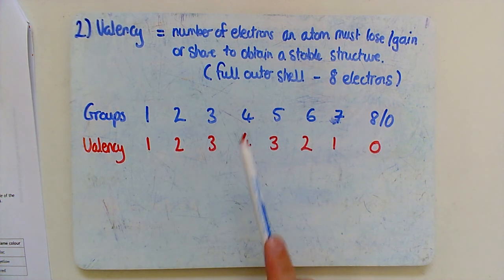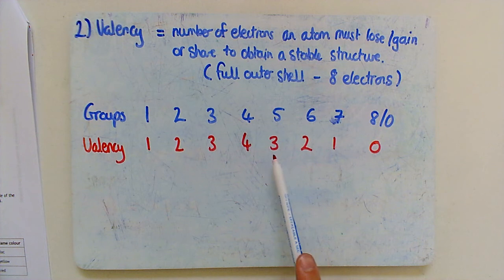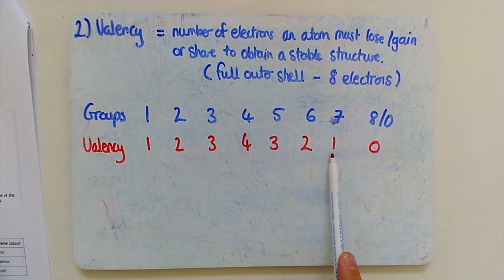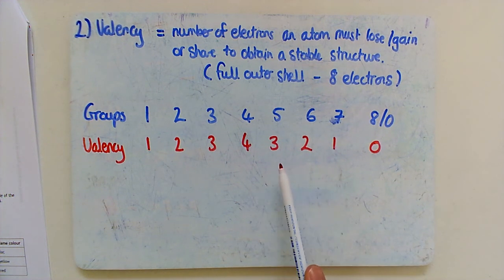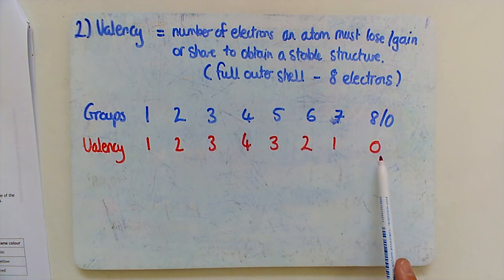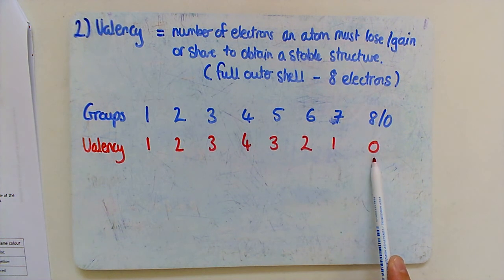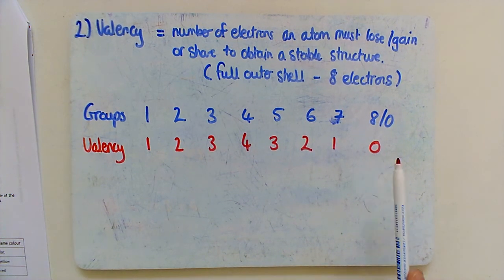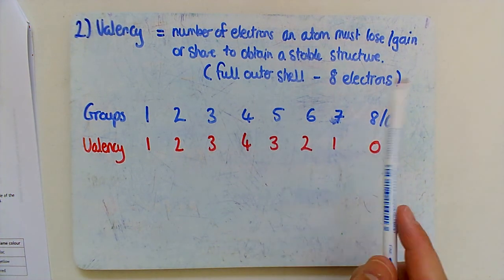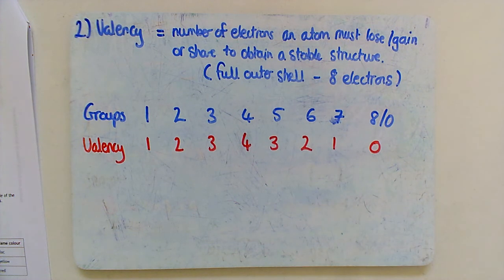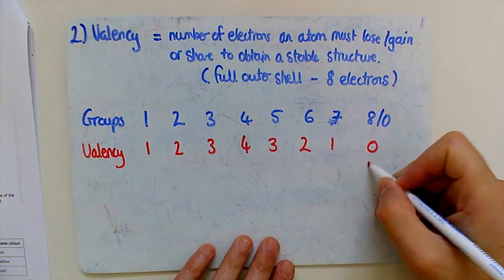Group 4, that's usually the number that it shares. And then groups 5, 6, and 7, that can be them losing or sharing those electrons to get a full outer shell. And group 8, or group 0, has a valency of 0 because it already has a full outer shell and does not need to form bonds. And so usually these don't form molecules.